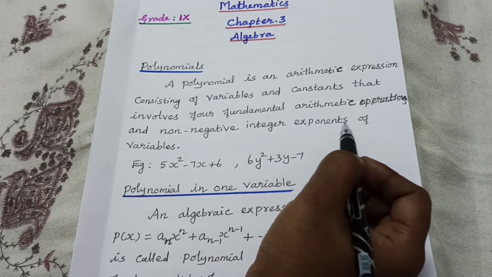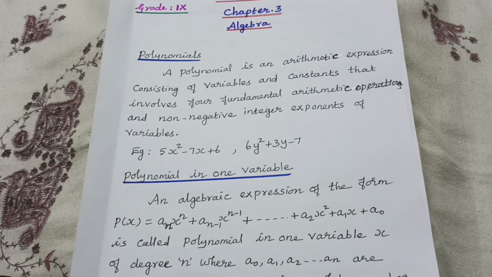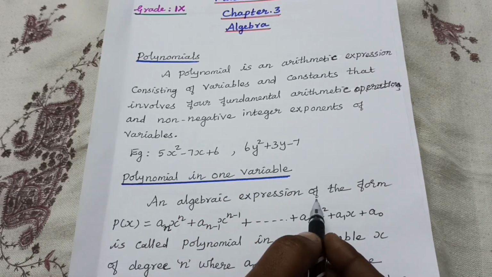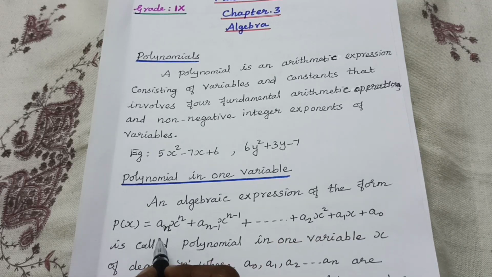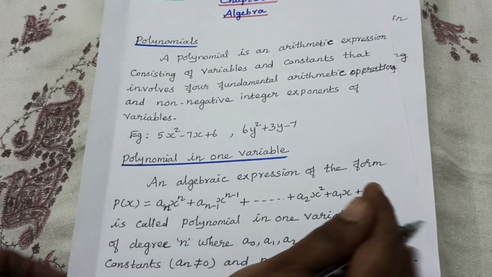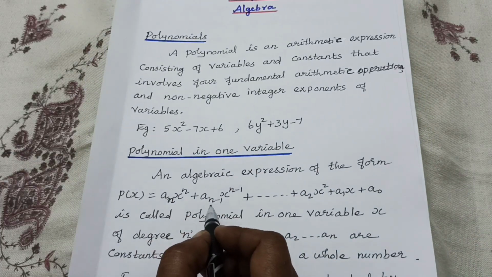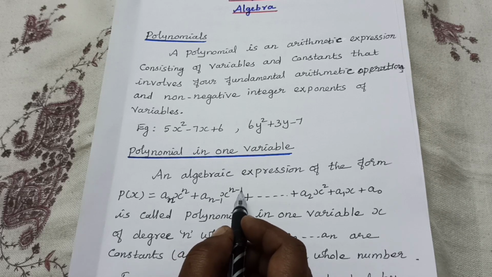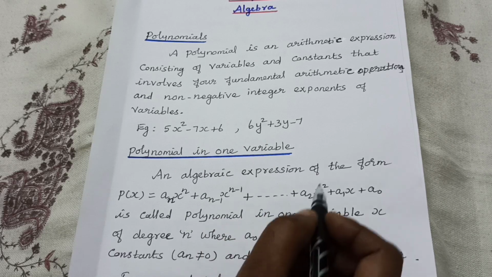Exponents means power of variables. Okay. The next one, polynomial in one variable. An algebraic expression of the form, which form? P of x is equal to a_n x power n plus a_(n-1) x power n minus 1, plus etc.